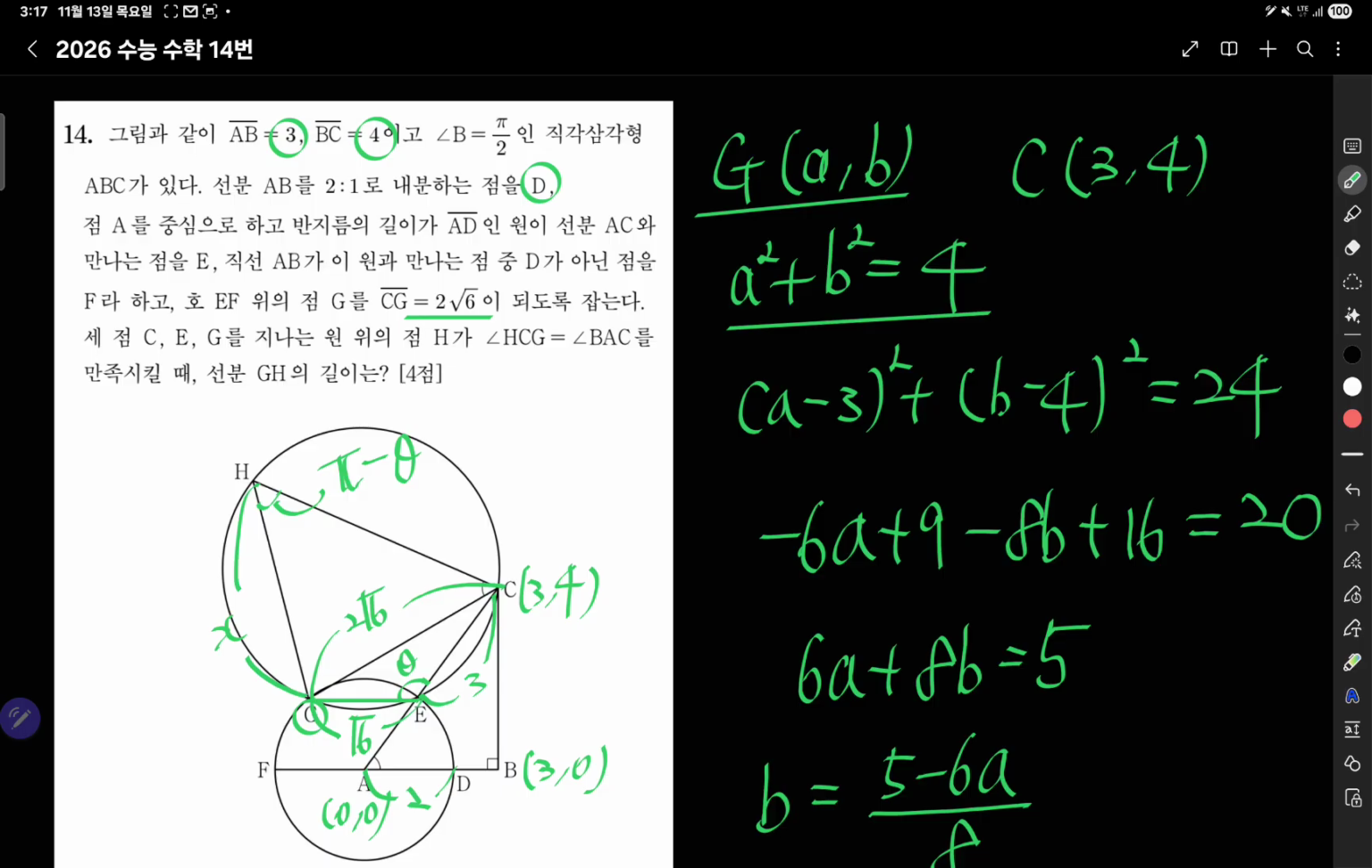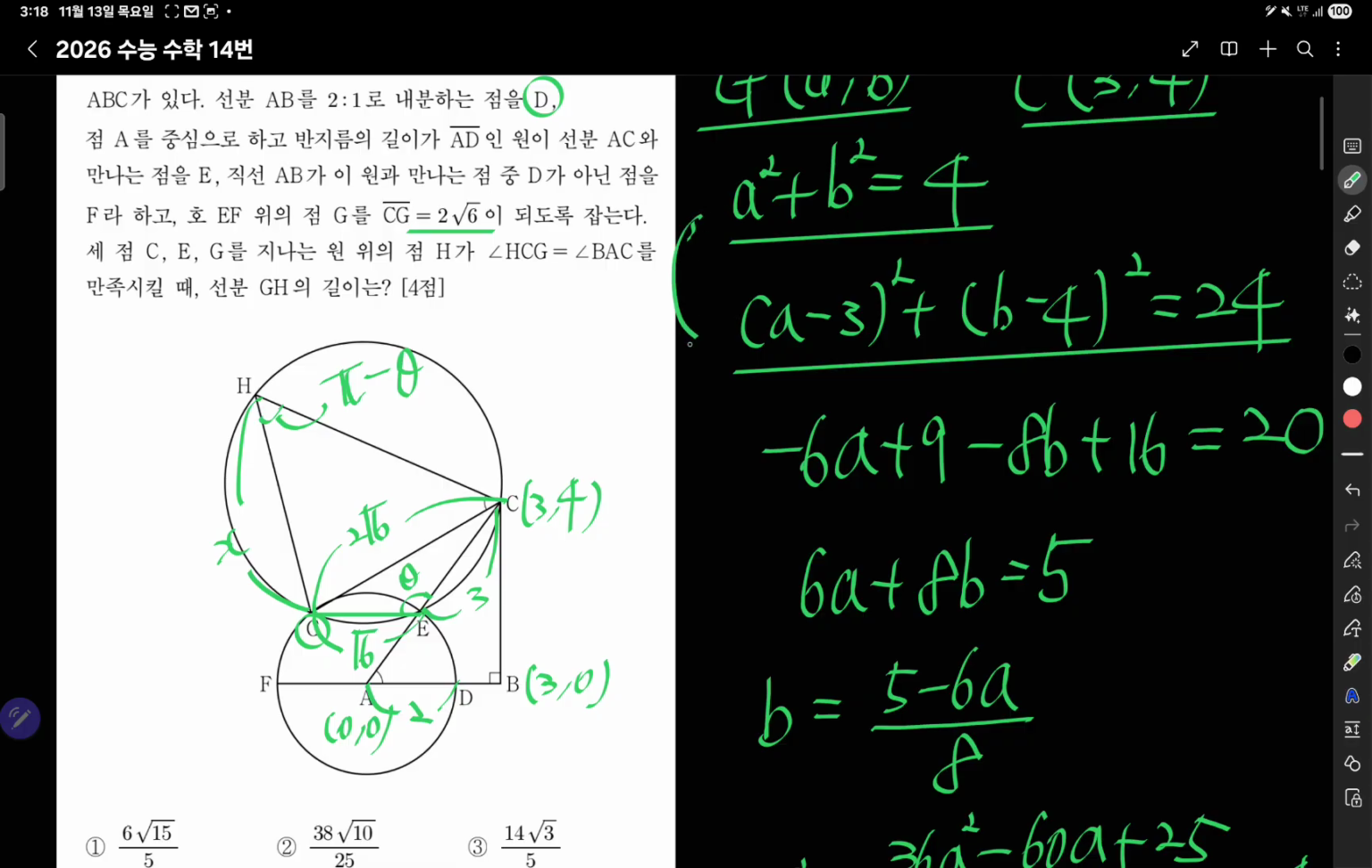And because the length of CG is 2 times the square root of 6, we can make this second equation: the distance between the 2 points G and C squared is 24. So if we solve this system of equations, when you open the squared form, we get this equation. So that means B is equal to (5 minus 6A) over 8.